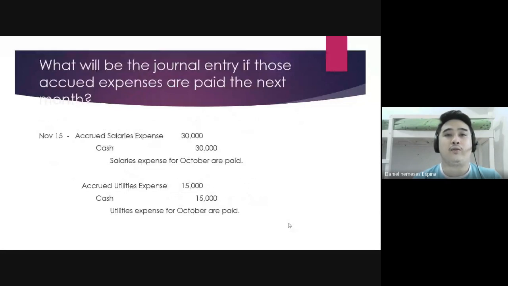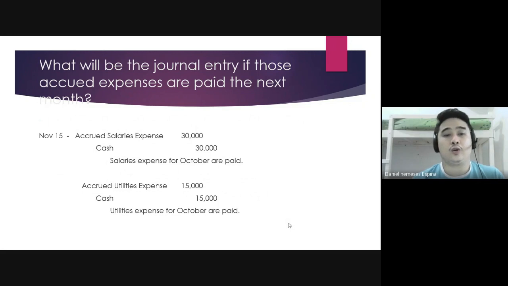Okay. So we have already recognized an expense in the previous month. So what would be our entry if we have already paid those accrued expenses? What would be the entry? Since the accrued expense is a liability, the normal balance of a liability is on the credit side. But since we are now paying those accrued expenses, it needs to be decreased.